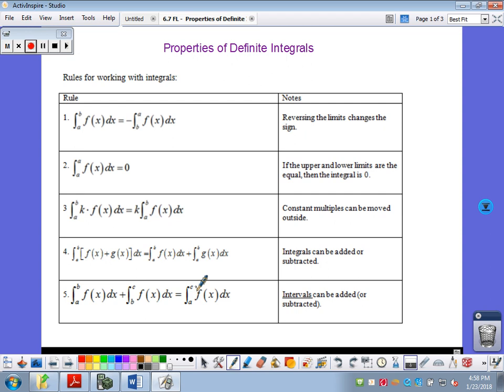So if you need to pause the video to finish writing down all of these rules and the notes about them, feel free to do so. If you're ready to move on, we'll go ahead and talk about some examples on the next slide.